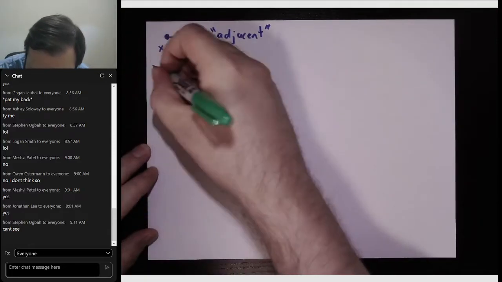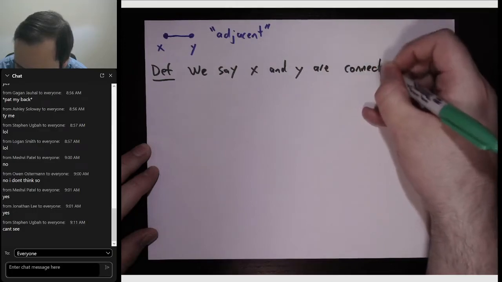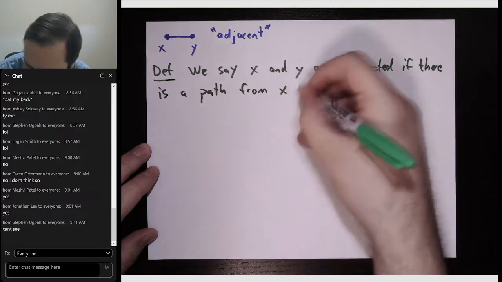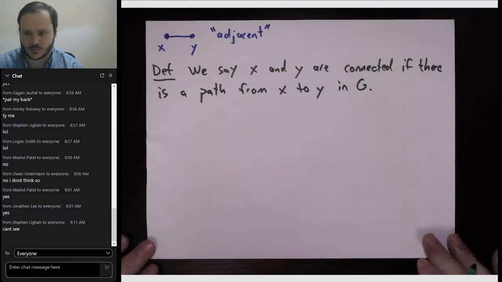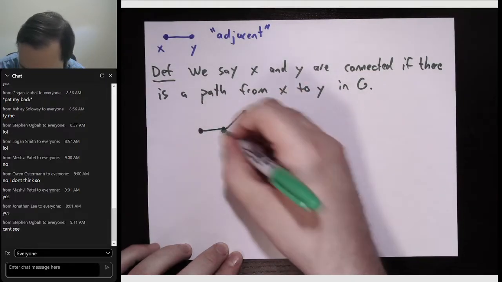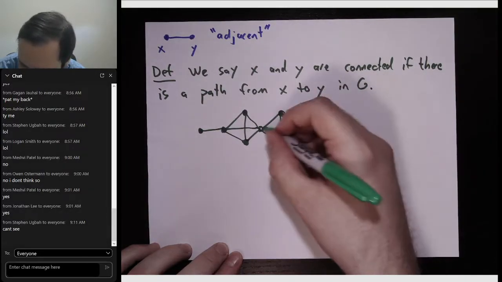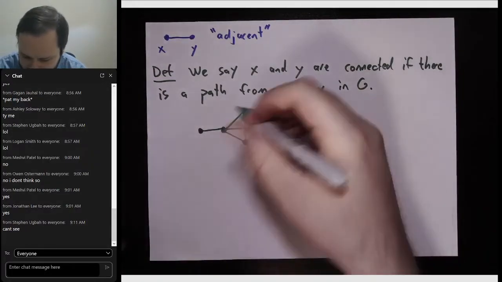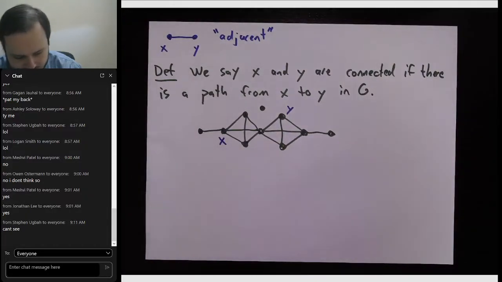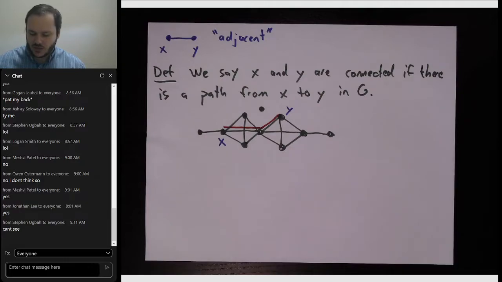So we say x and y are connected if there is a path from x to y. So, thinking about graphs, there's my favorite example graph that I keep coming back to. If I pick two vertices here, x and y, I can find a couple of paths from x to y, but I only need one. So there's an example of a path from x to y.